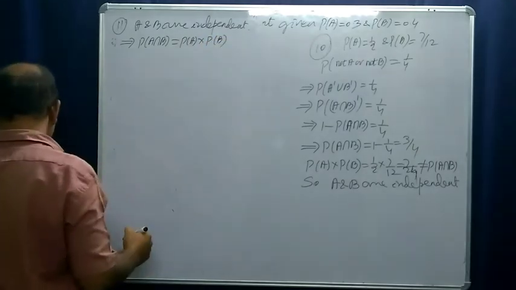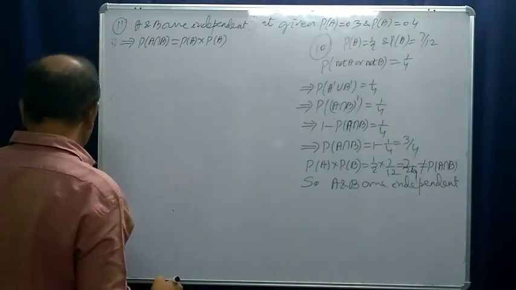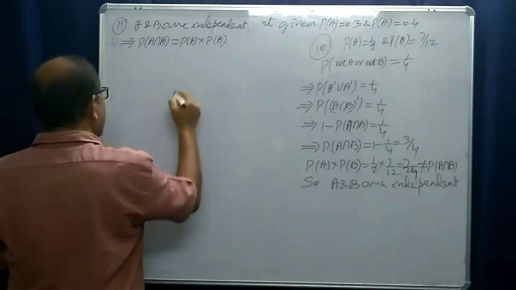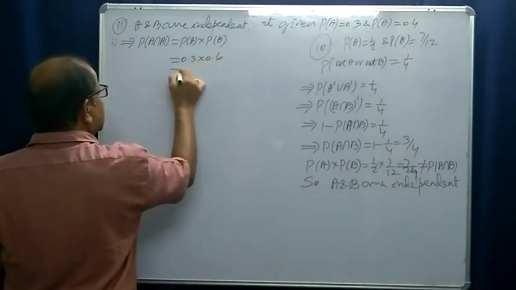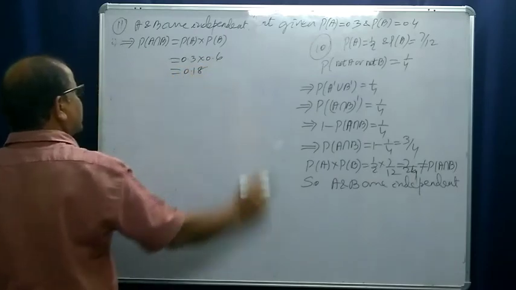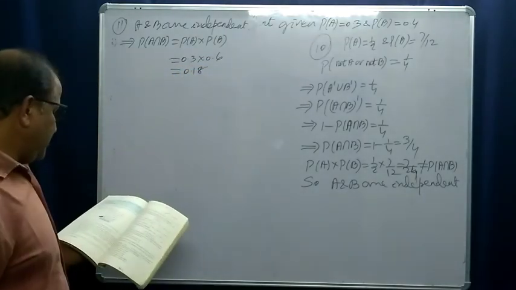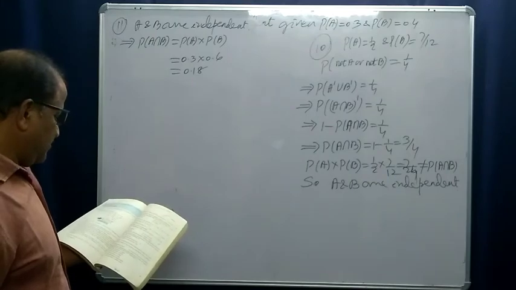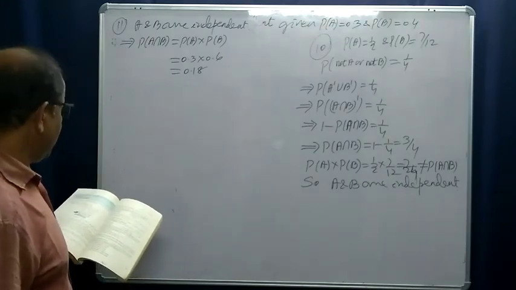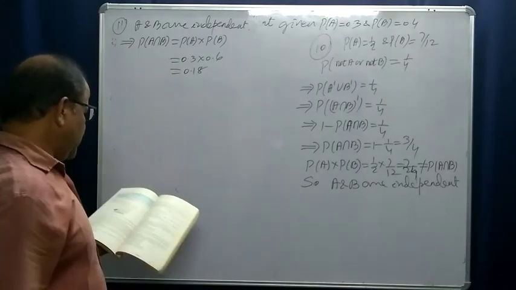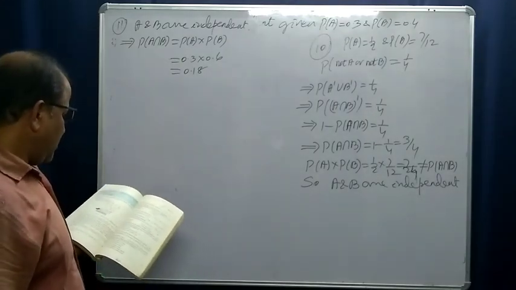What is probability of A? 0.3, and probability of B is 0.6. 0.3 into 0.6, that is 0.18. This is probability of A intersection B. Find probability of A intersection B. We have already obtained it. It is 0.18.